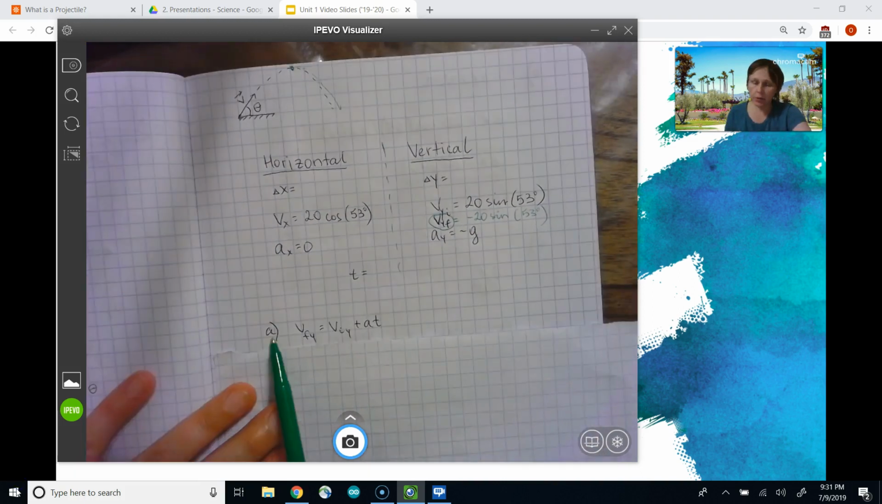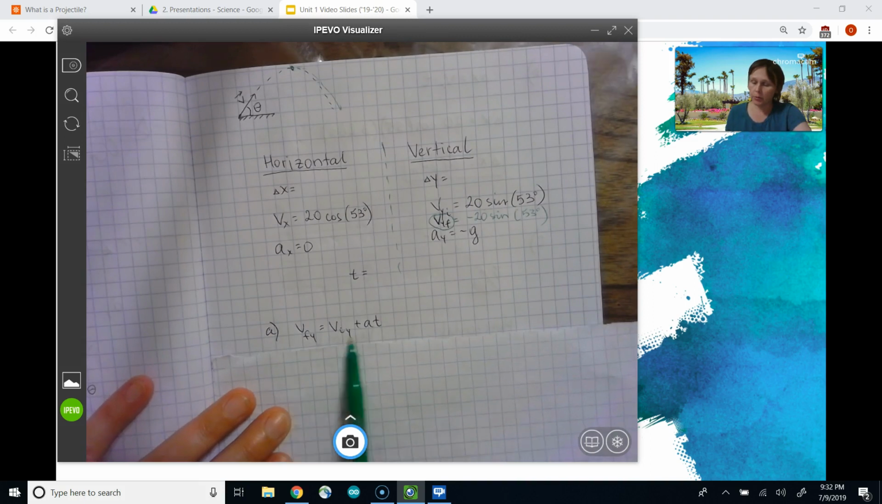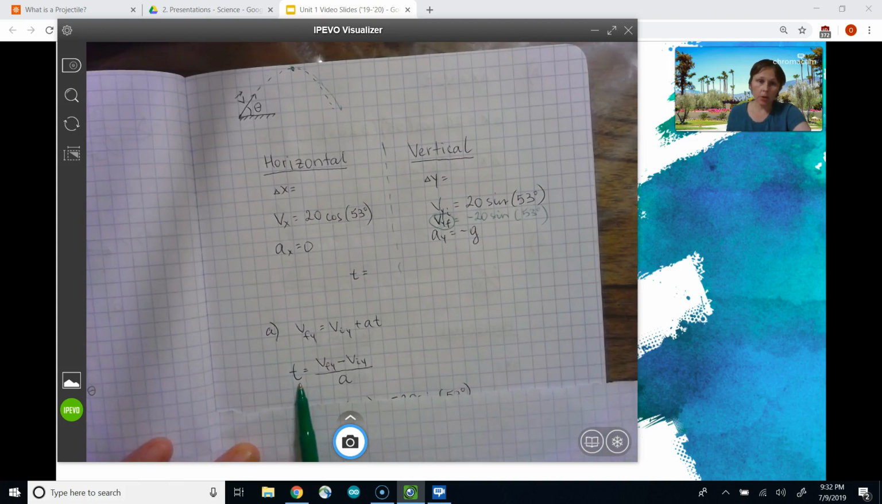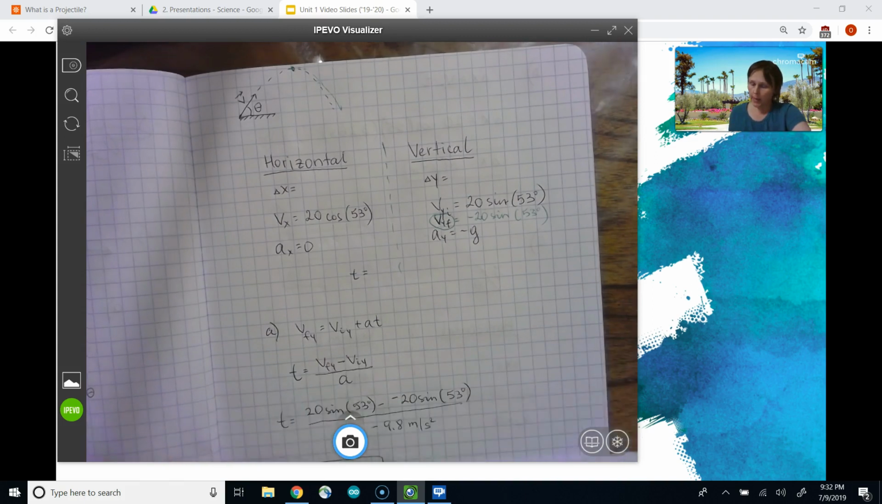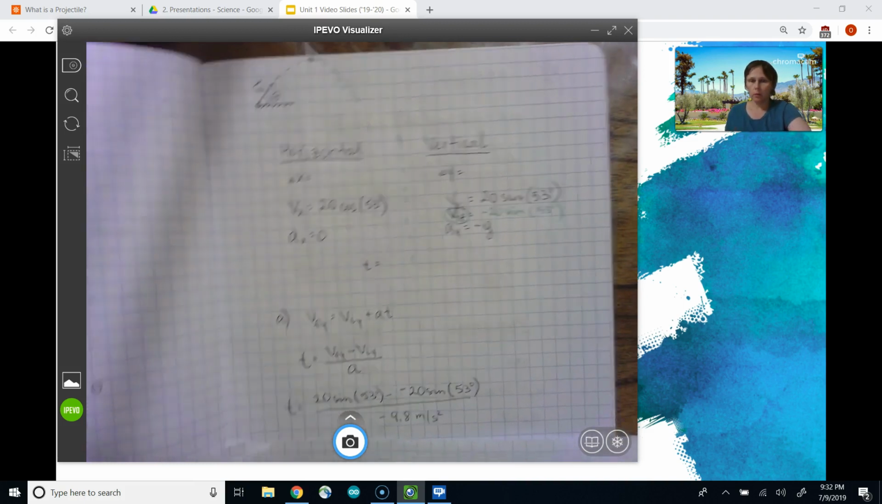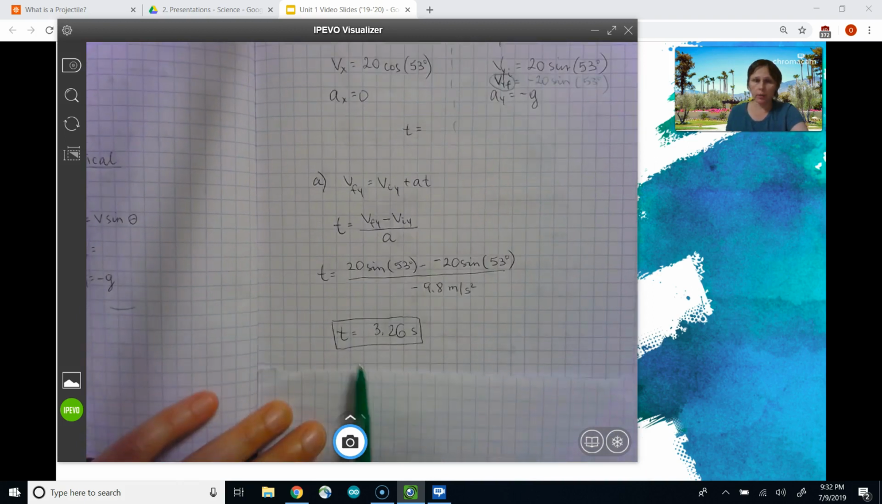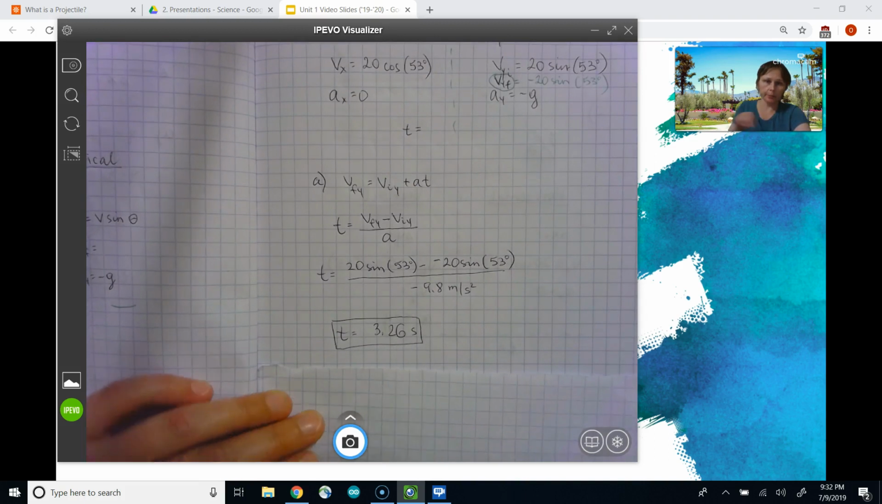For the first question, to find how long the ball is in the air, we're going to use the equation for the velocity in the vertical direction. We can find the time from this equation. When we plug in the numbers into the formula, we can calculate that the time is equal to 3.26 seconds.